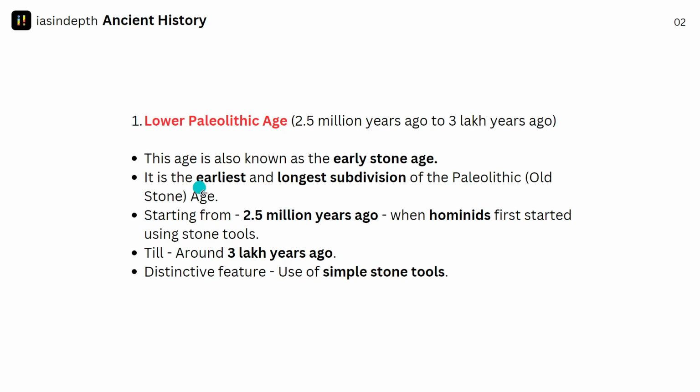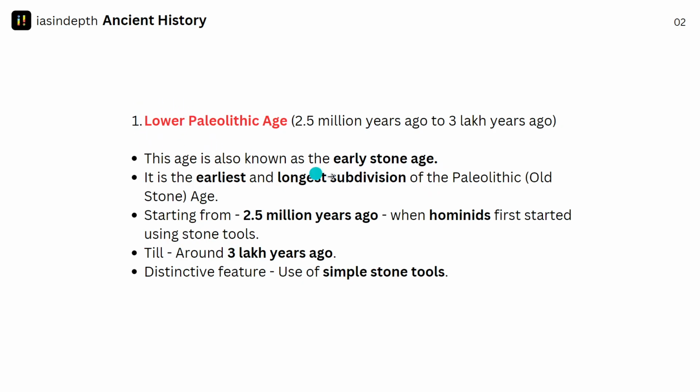Now, the lower Paleolithic age. This is the beginning of human history. It starts from around 2.5 million years ago to 3 lakh years ago. So 25 lakh years ago to 3 lakh years ago. The age is also known as the early Stone Age.